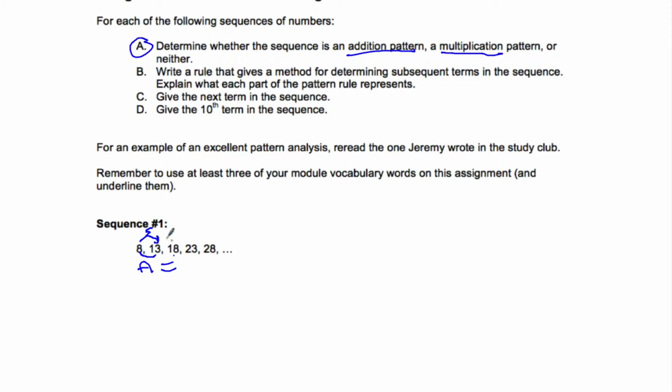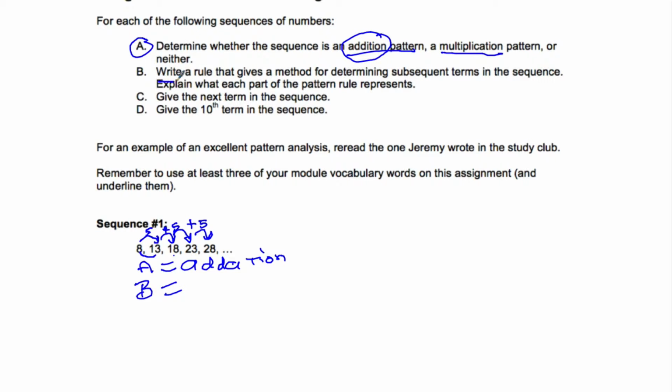What's 13 plus 5? It's 18. What's 18 plus 5? 23, 28. Every single time it goes up by 5, plus 5 each time. So we see that it is adding to the number each time. So I'm going to put addition. Okay. Now B.